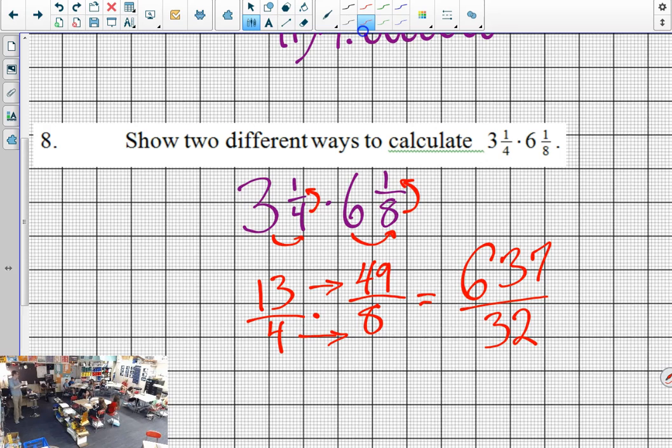If you wanted to reduce it or simplify it, you end up getting 19 and 29 32nds, which again, there's that handy dandy button on your calculator. Improper to mixed. You wrote... sorry. Thank you.